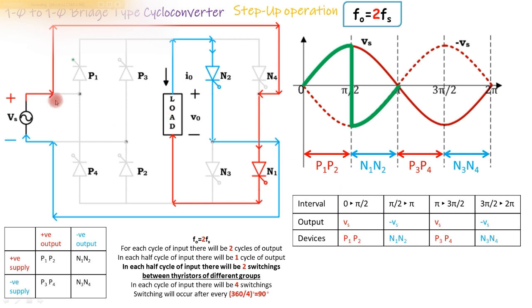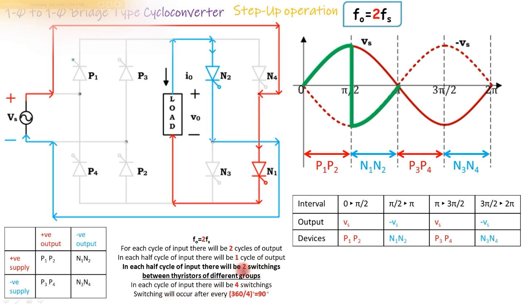Now you can see that the positive terminal of the supply is connected to the negative terminal of the load through this thyristor N1. This means the output is negative, and it is drawn like this. So we have seen that in one half cycle of the supply, there is one cycle of output. In each half cycle there will be one cycle of output. This is one cycle of output, positive and then negative.